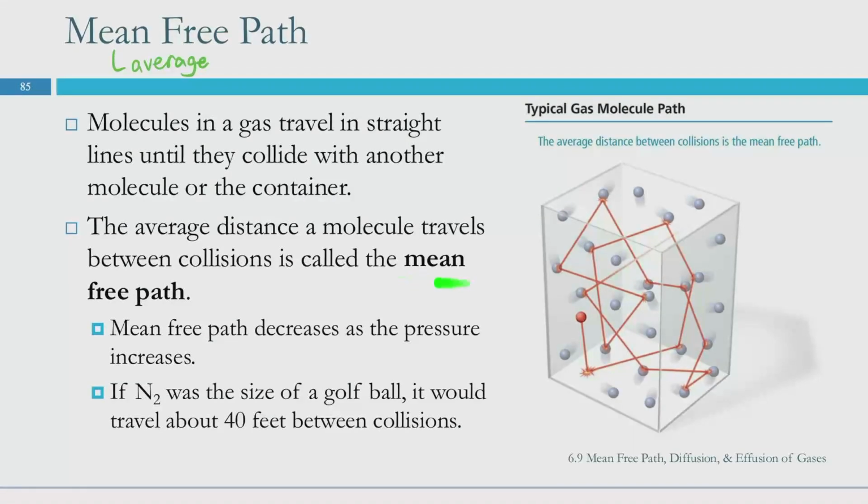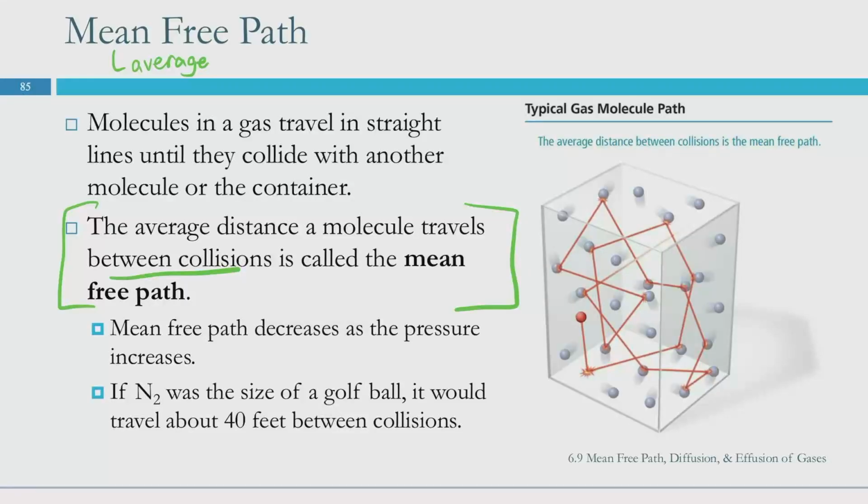And that's the mean free path. So the mean free path, the average distance a molecule travels between collisions. Our mean free path, the amount of distance that you can travel before you run into something, is going to decrease if you increase pressure. Because if we're increasing pressure, you can think of that as adding more particles in, so there's going to be more particles, and so you're more likely to run into something.